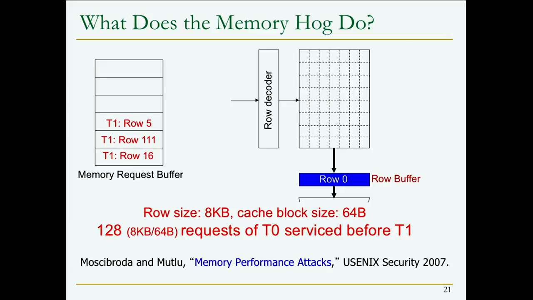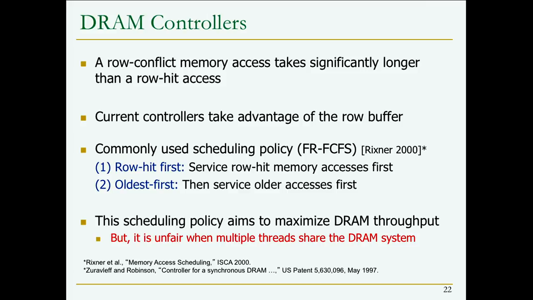So it's a similar problem. It may happen because of the row buffer. It may happen because of memory intensity. Okay. So current controllers actually take advantage of the row buffer, as we've discussed. They use the first ready, first come, first serve, or row hit first scheduling policy. They service row hit memory accesses first, and all else being equal, they service the oldest accesses first.